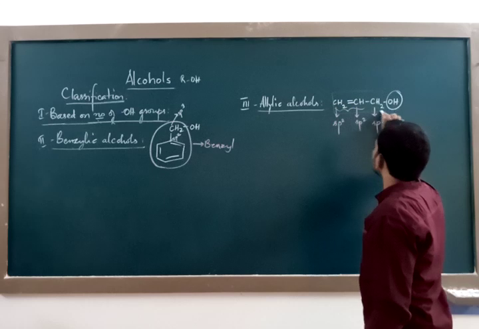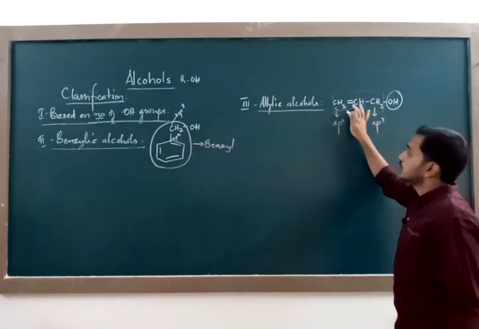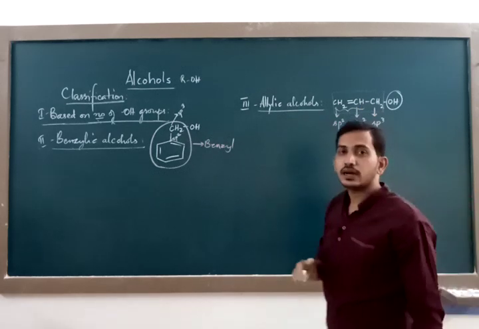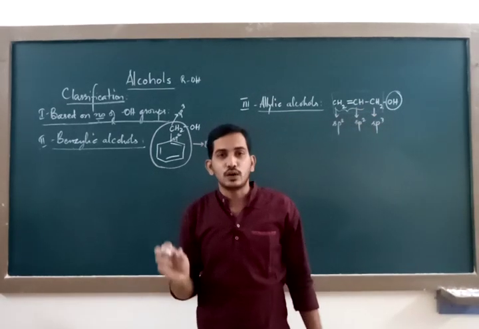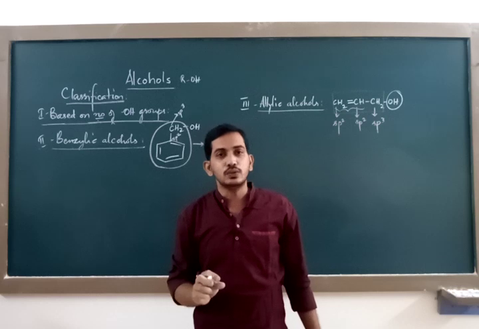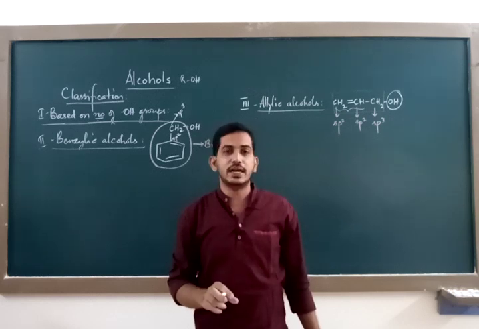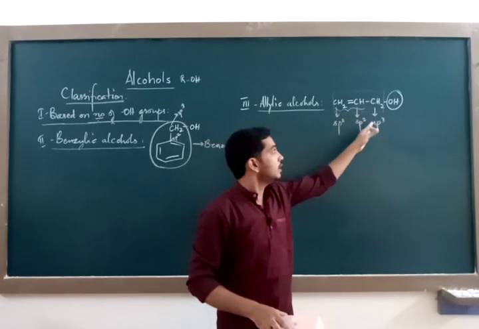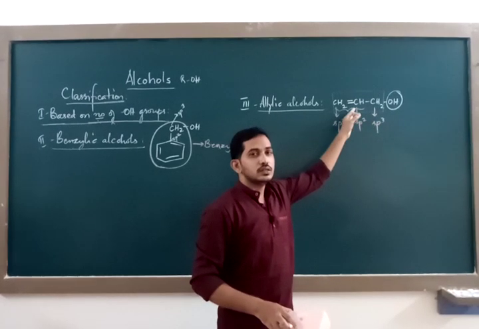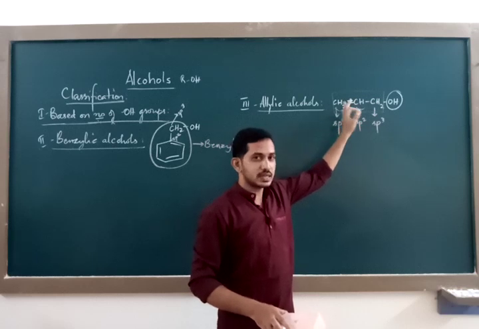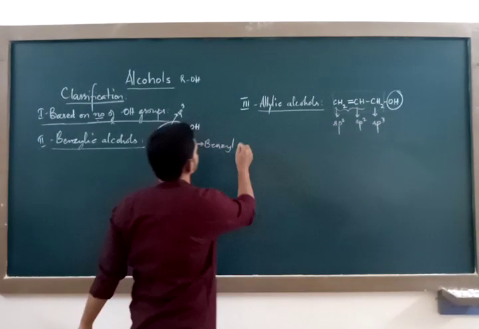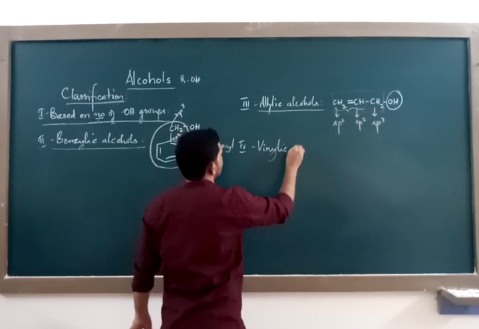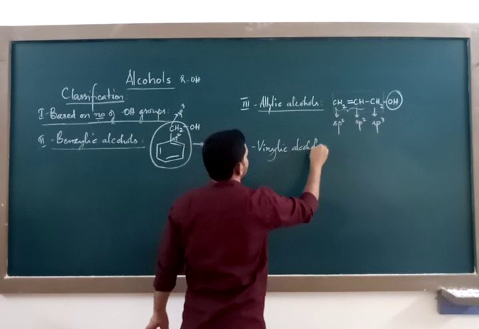This group is called the allyl group, CH2 double bond CH dash CH2. This group is called the allyl group. So allylic alcohols are those in which the hydroxyl group is attached to an sp3 hybridized carbon next to a double bonded carbon or next to an sp2 hybridized carbon. Fourth type, it is called vinylic alcohols or simply vinyl alcohols.